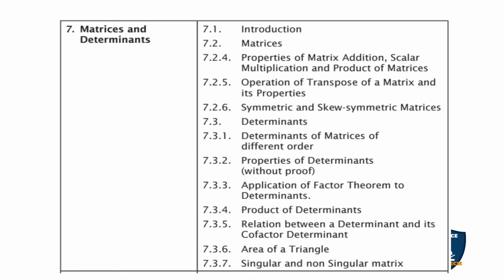Next, chapter 7, matrices and determinants. 7.1 introduction, 7.2 matrices, 7.2.4 properties of matrix addition, scalar multiplication and product of matrices, 7.2.5 operation of transpose of a matrix and its properties, 7.2.6 symmetric and skew symmetric matrices, 7.3 determinants, 7.3.1 determinants of matrices of different order, 7.3.2 properties of determinants without proof, 7.3.3 application of factor theorem to determinants, 7.3.4 product of determinants, 7.3.5 relation between a determinant and its cofactor determinant, 7.3.6 area of a triangle, 7.3.7 singular and non-singular matrix.